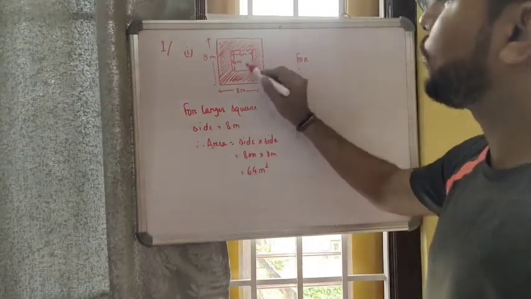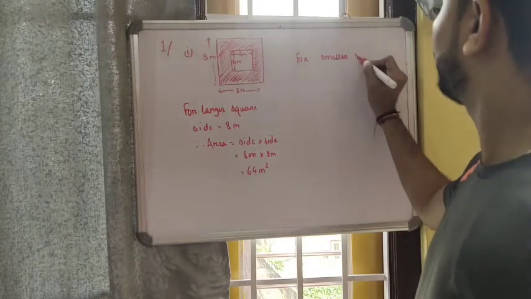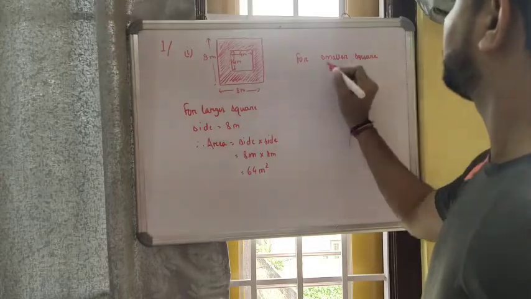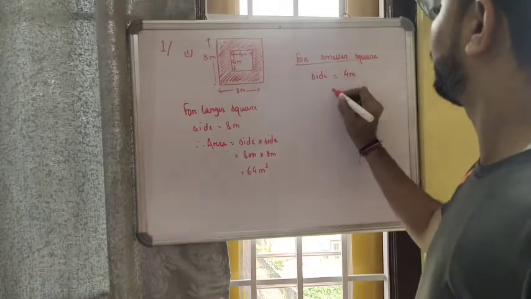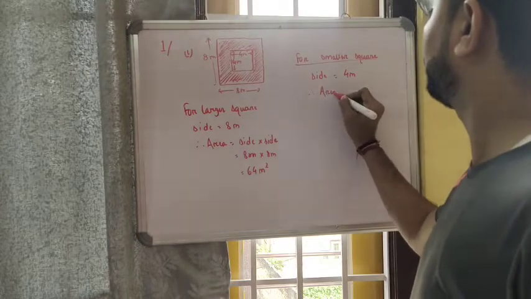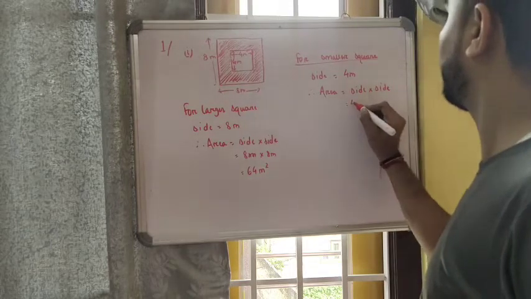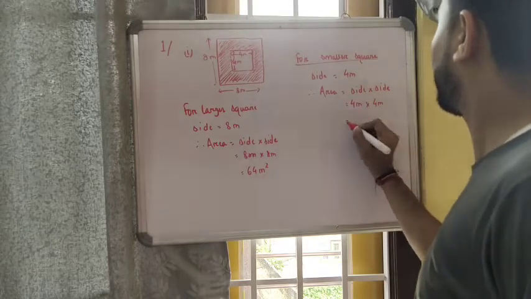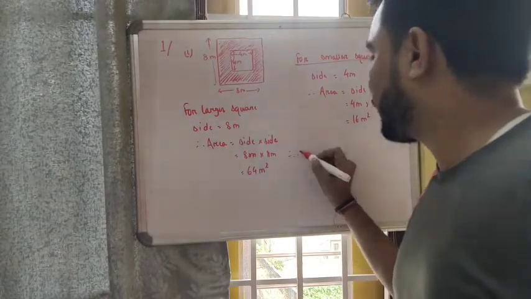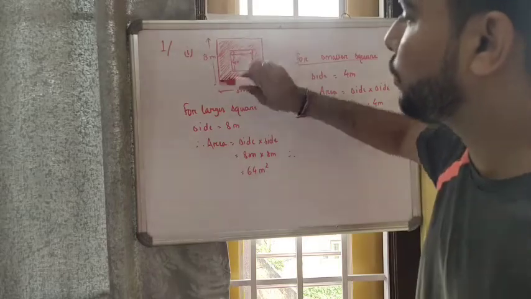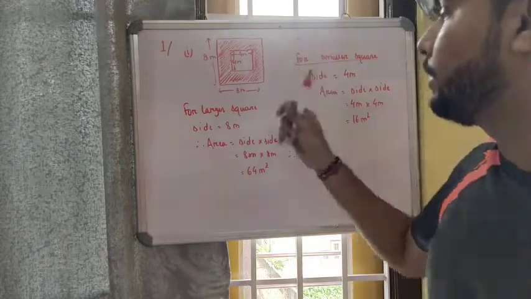Similarly, you can find the area of the smaller square which is inside it. So for smaller square, side is 4 meter, therefore area is equal to side into side, which is equal to 4 meter into 4 meter, 4 into 4 is 16, meter into meter is meter square. So therefore you can write from the larger square, you can subtract the smaller square. After subtracting the smaller square, you will be left with the area which is shaded.